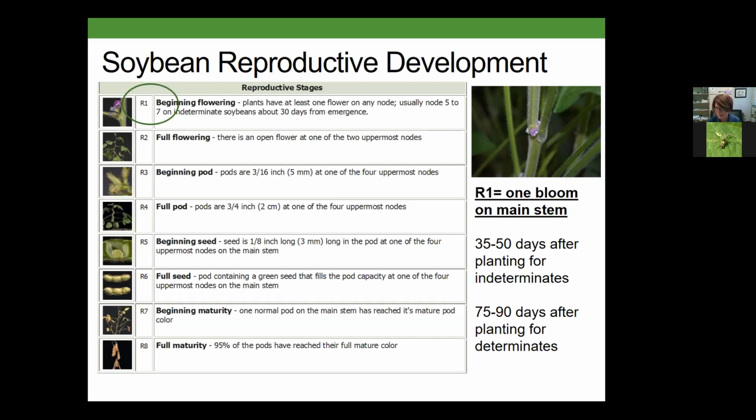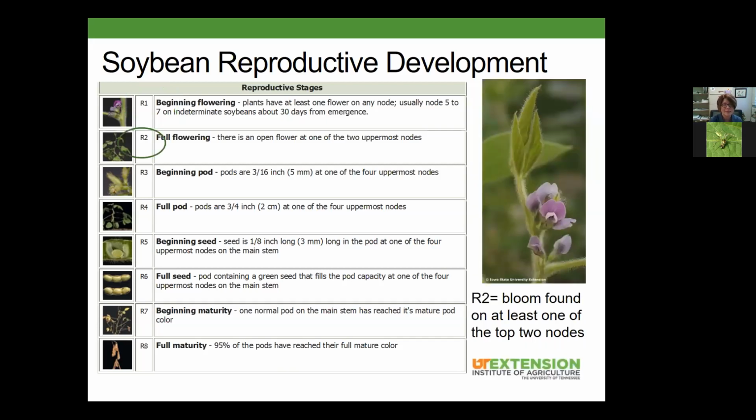And once you're there, we start looking for additional blooms up and down that stem. So anywhere from 10 to 15 days later, you could start to see blooms at the top of the plant. And so full flowering basically just means that you can find a bloom on at least one of the 2 top nodes. Indeterminates have some more size on them. Basically, again, it's pretty easy to see, but usually when you've got blooms at the top, you've got blooms up and down the rest of that stem.